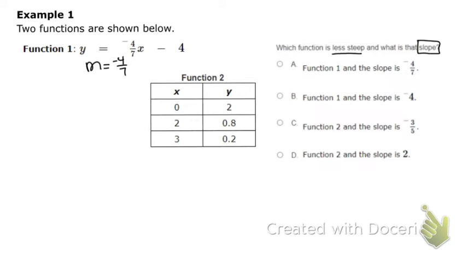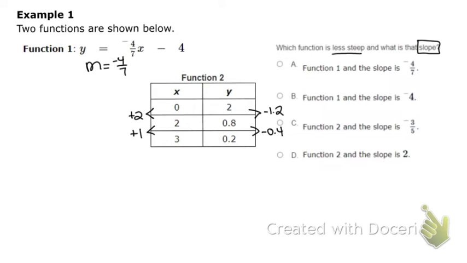Okay, then when I go and look at function 2, it's a table, so I have to do my rate of change. From 0 to 2 was an increase of 2. From 2 to 3 was an increase of 1. For my y values, I went from 2 to 0.8. That was a decrease of 1.2. And then I went from 0.8 to 0.2. That was a decrease of 0.6.